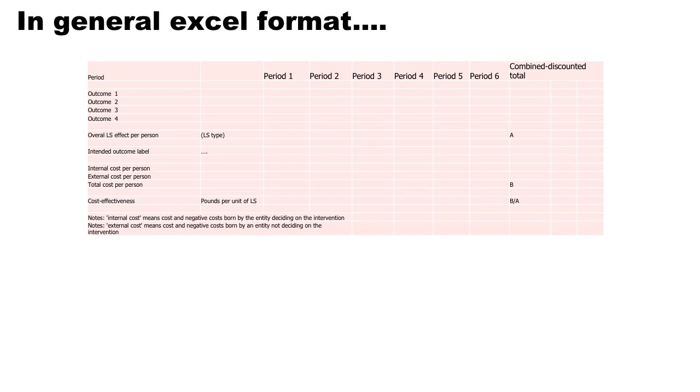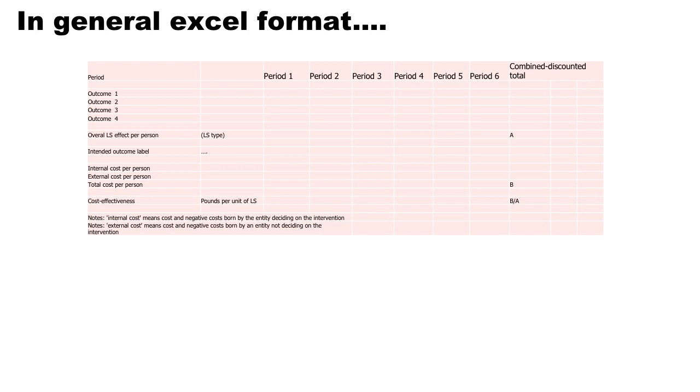Total cost per person is going to be our second number, B. And cost effectiveness, which is just the pounds per unit of life satisfaction, is hence going to be B divided by A. So B divided by A is the magic number that we're interested in, in order to compare different interventions across widely different types of the public sector or society at large. So that's where we're going.